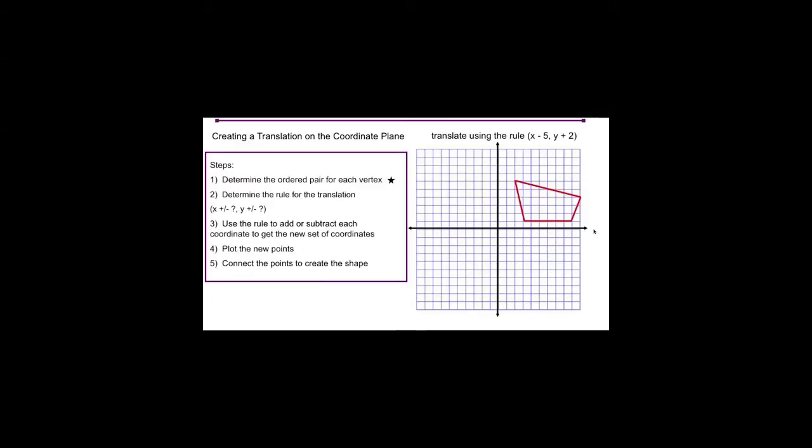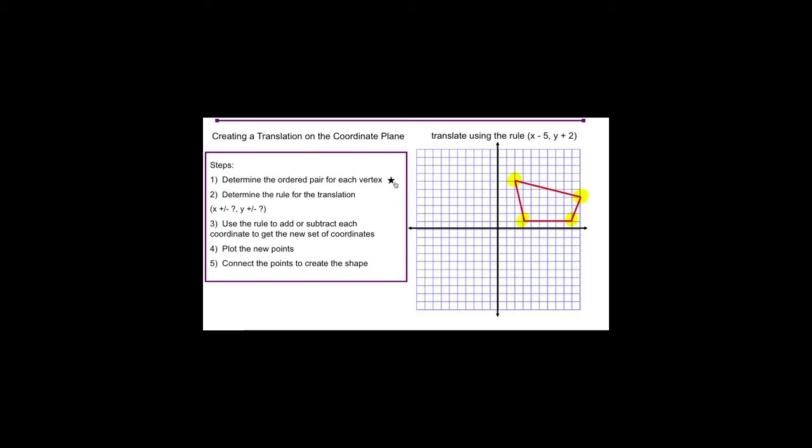All right, so let's create a translation on the coordinate plane. So here I have a coordinate plane with this four-sided figure, a quadrilateral. It says translate using the rule x minus 5, y plus 2. So let's look at our steps. Step 1, determine the ordered pair for each vertex. So these right here are vertexes, okay, vertices right here. Each of these. So we're going to move each of these to a new place to create our new quadrilateral.